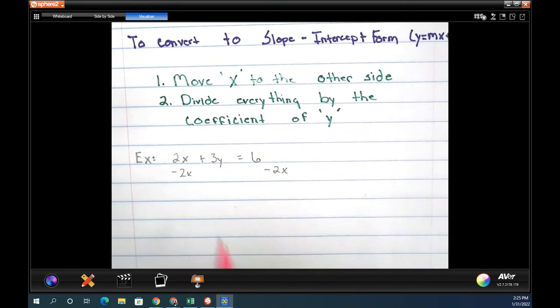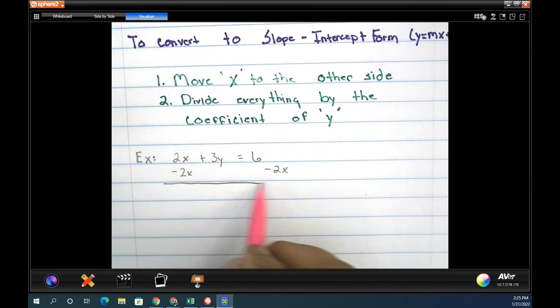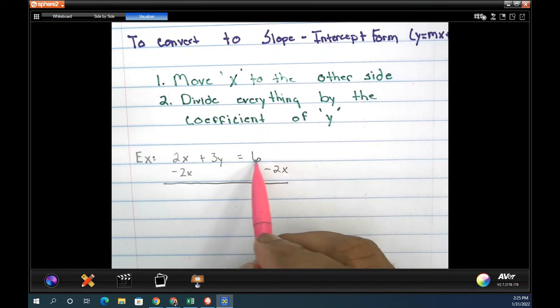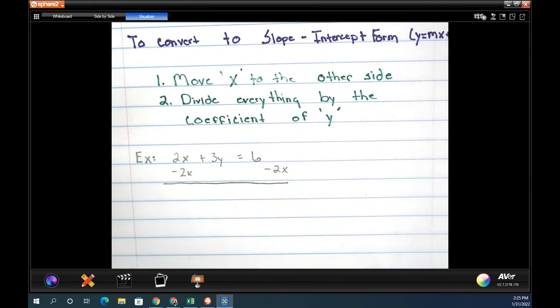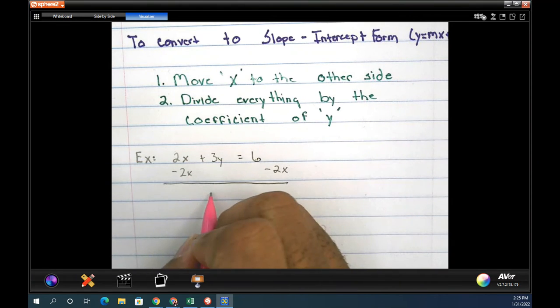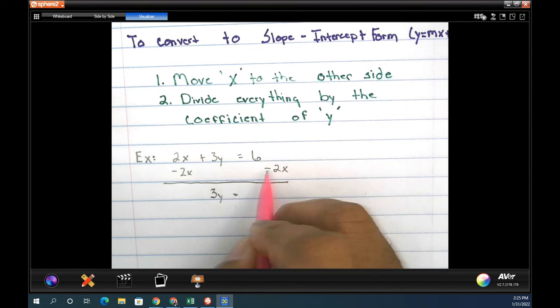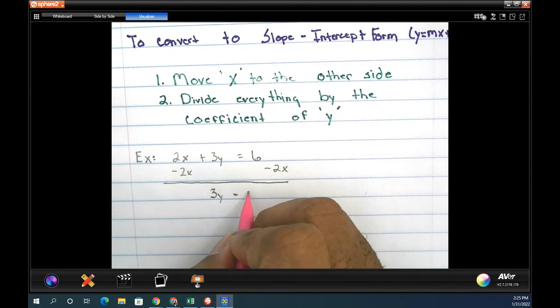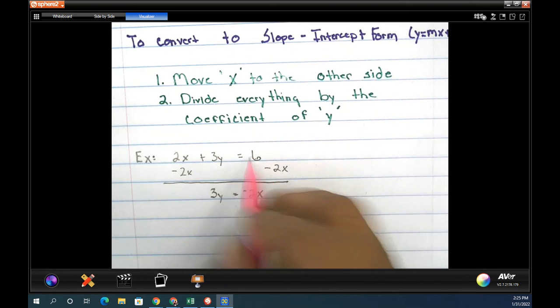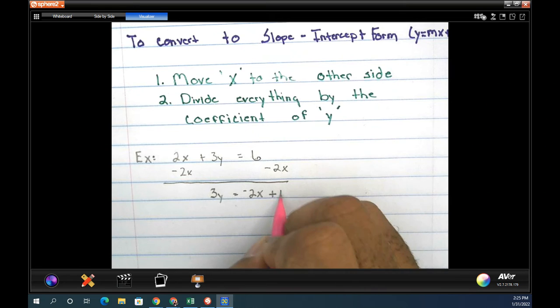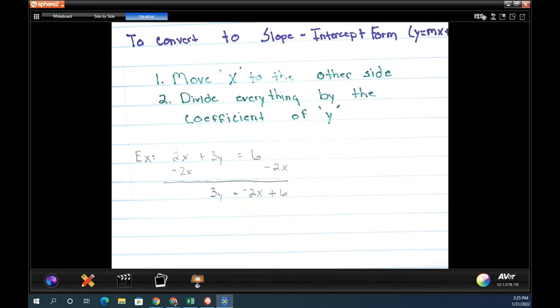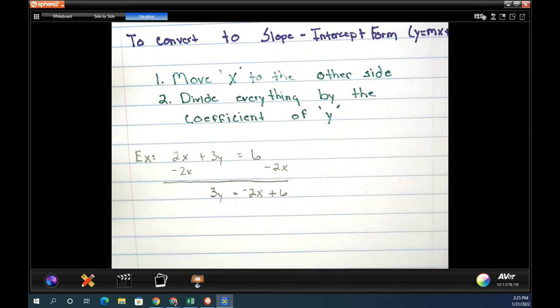Now, here's a mistake people make. It's 6 minus 2x. Are those like terms? No. You can't combine them. So all you have left over here is 3y. It's equal to, we're going into slope intercept form, so you want to put the x first. Negative 2x, the 6 is positive, plus 6. You will never combine those in this situation.